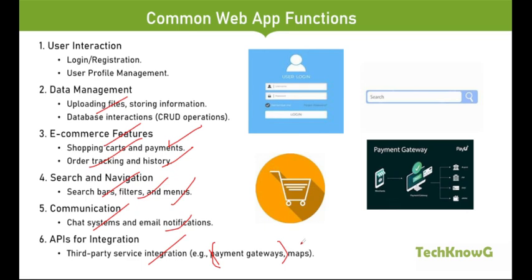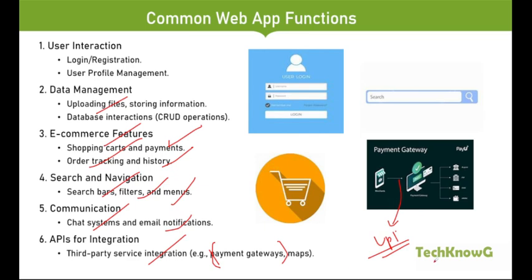APIs means we don't directly write the code. We call the payment gateway API, which is something like a UPI gateway or some application gateway. Through that we make the payment. So this application gets integrated with the API only, not with the direct applications, right?